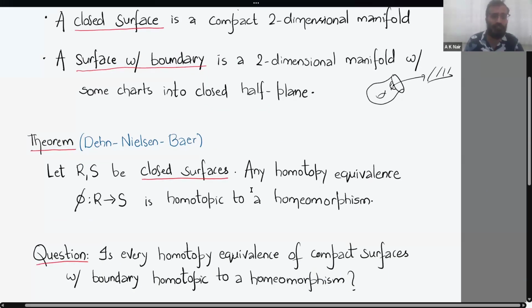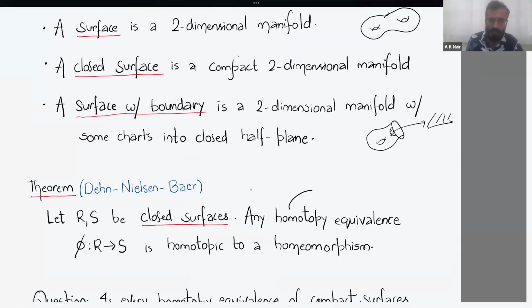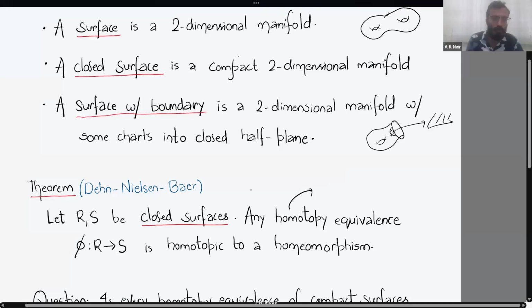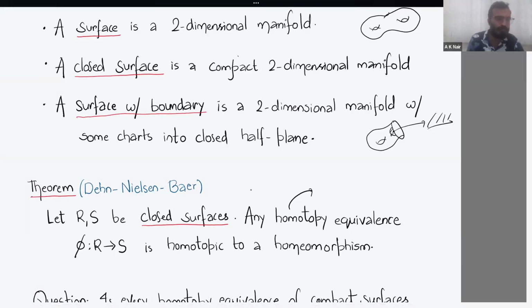As we have already seen the definitions of the mapping class group, this also says that any homotopy equivalence phi is homotopic to a homeomorphism. There are many ways to state this theorem.